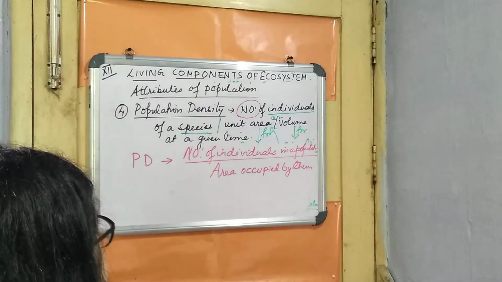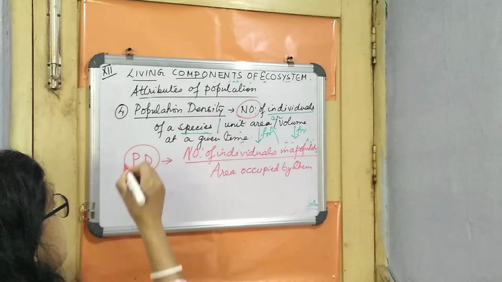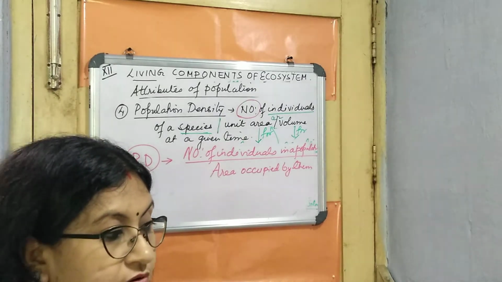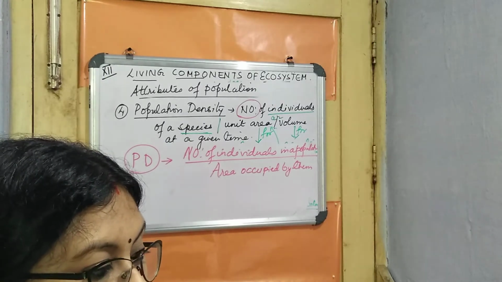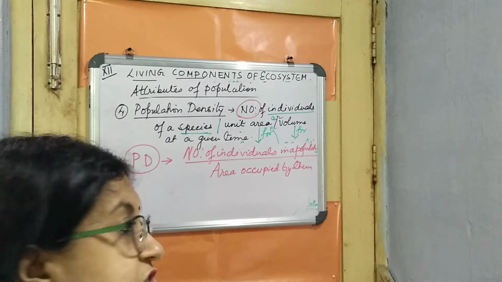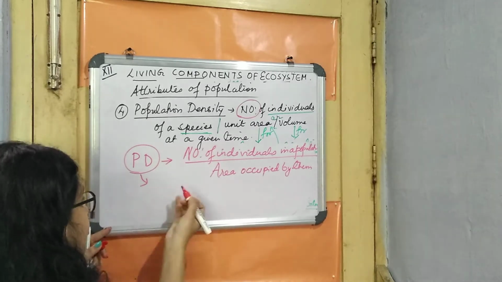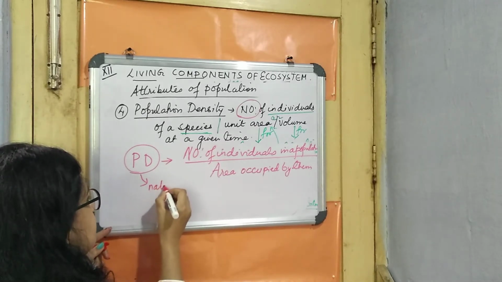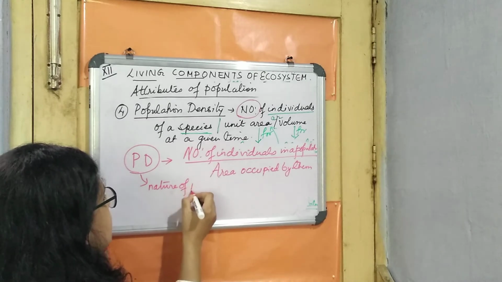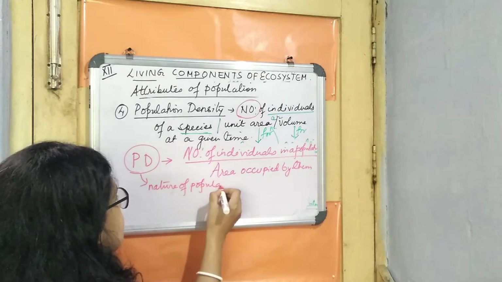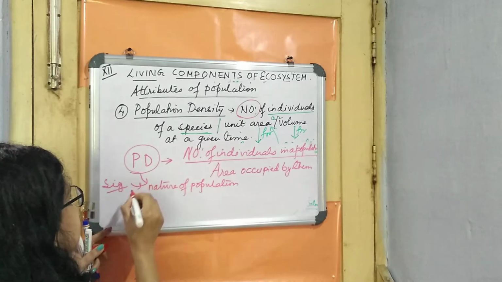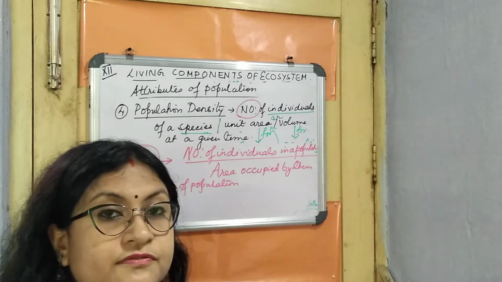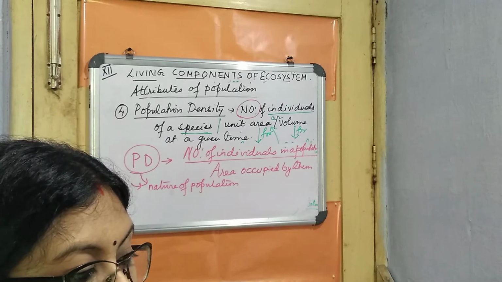Okay, now what is the significance of this population density? What is the importance of that? The significance is that this density indicates the successful nature of the population. That means when we know the successful nature, what is the nature of the population, we can easily understand. So we are talking about the significance, that it gives us the successful nature of the population, right?